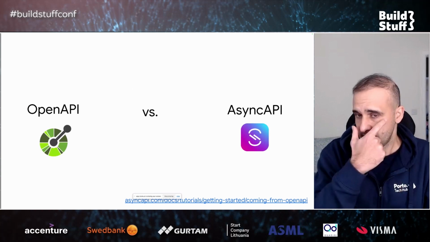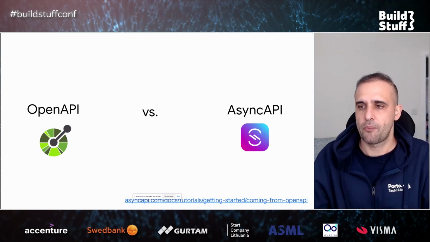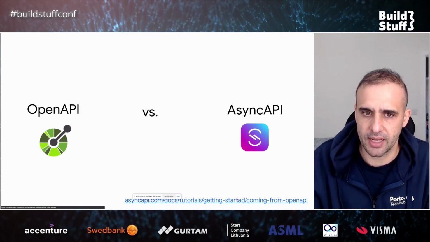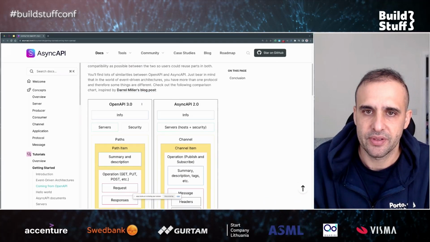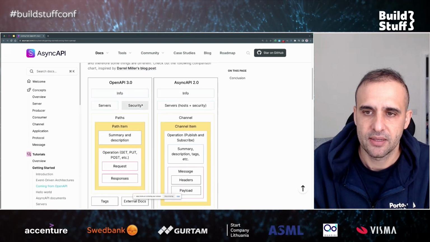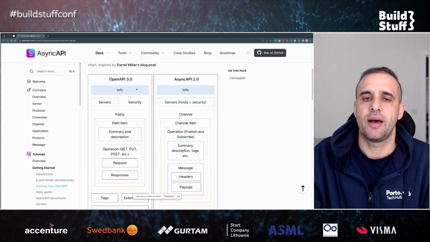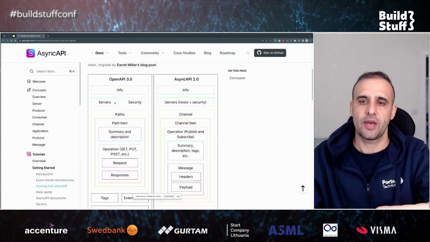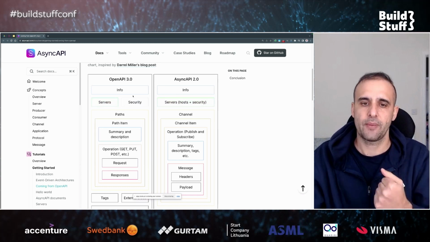One question I get is, I know OpenAPI for REST, but how does it compare to AsyncAPI? There's a good link that explains this pretty well. If you go to AsyncAPI's website, you'll see this comparison between OpenAPI and AsyncAPI. At the top level, you have your application, that's the info part. Then you have your servers and security. That's pretty much the same between AsyncAPI and OpenAPI.